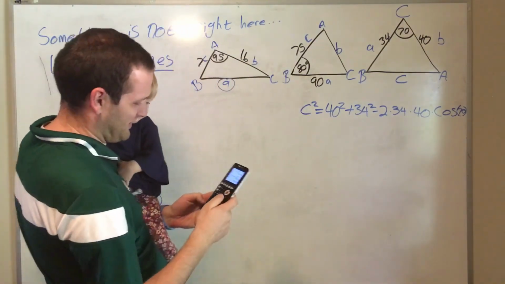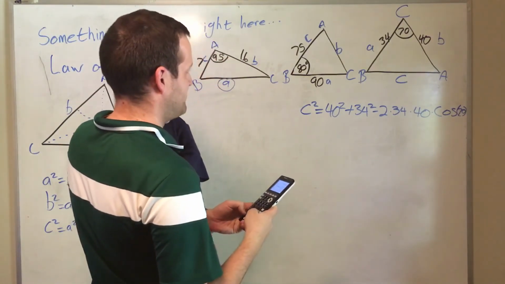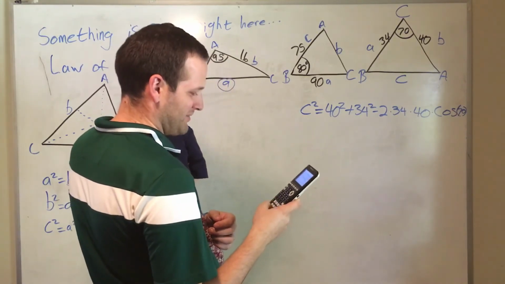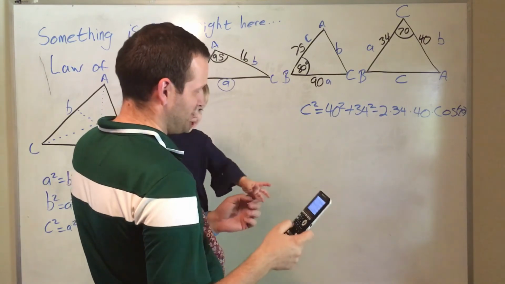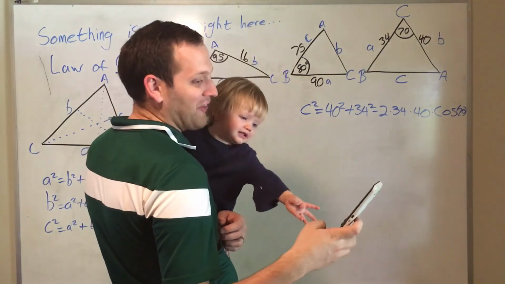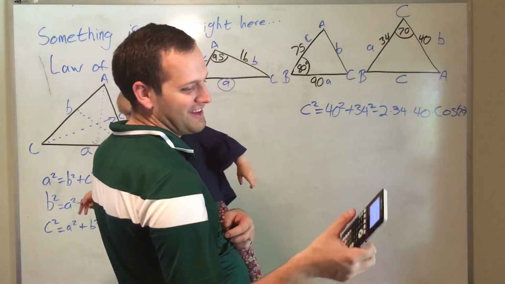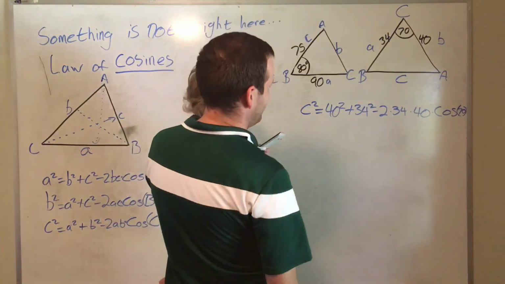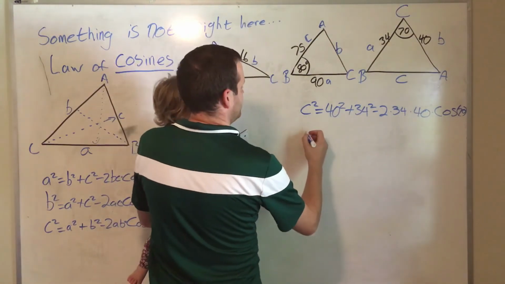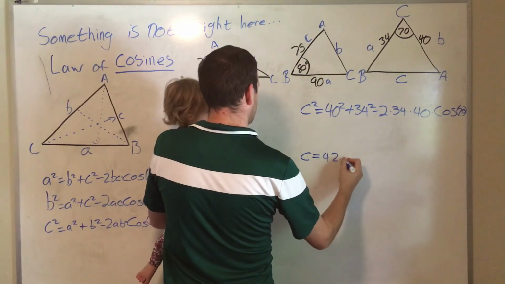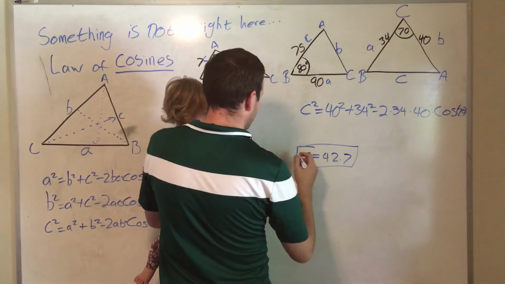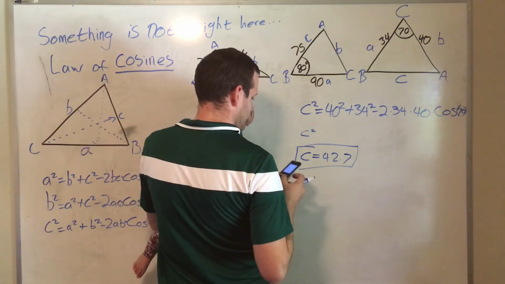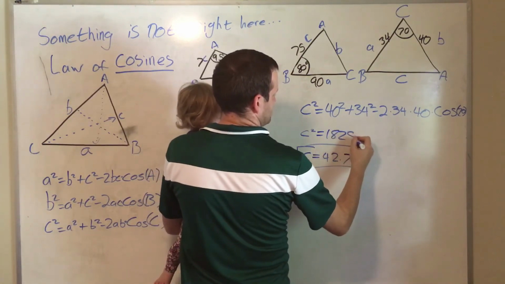So I'm going to do this on a calculator. Ready, Amelia? 40 squared plus 34 squared. You can play with it right after. Minus 34 times 2 times 40 times cosine of 70. I get 1,825. And I take the square root of that. 42.7. So C is 42.7. What was C squared? 1,825. There you go.